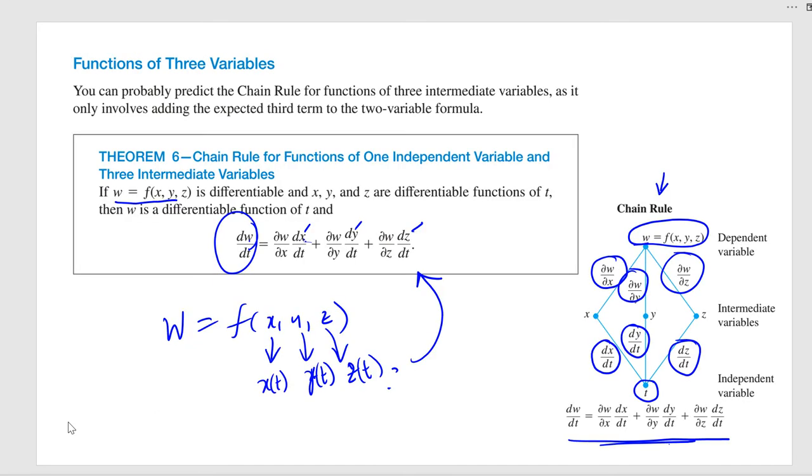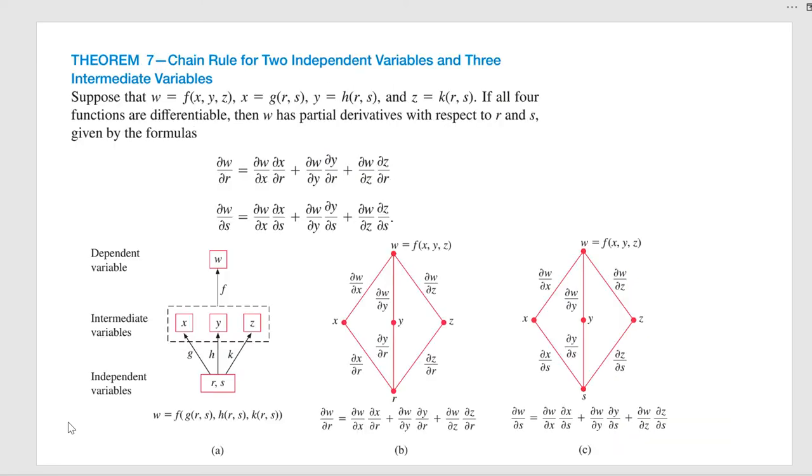Now there is another, further generalization that can be done. For example, w is a function of x, y, and z, and also x, y, and z are functions of r and s. So there are two independent variables, three intermediate variables, and one dependent variable. In that case, what will be the working formula?